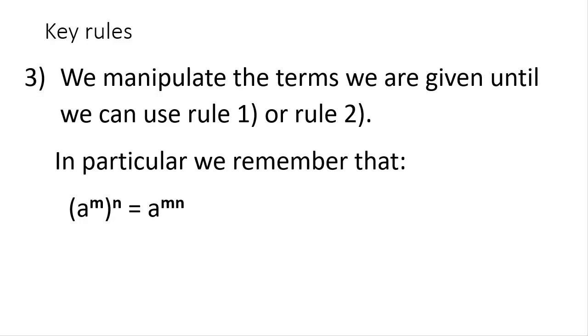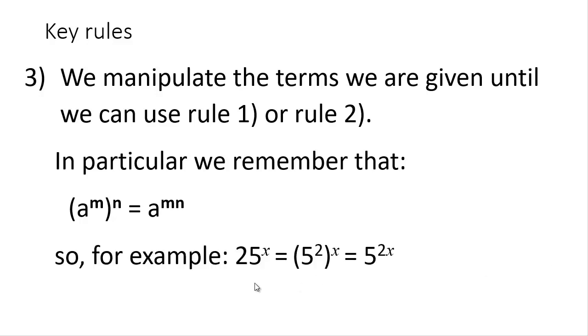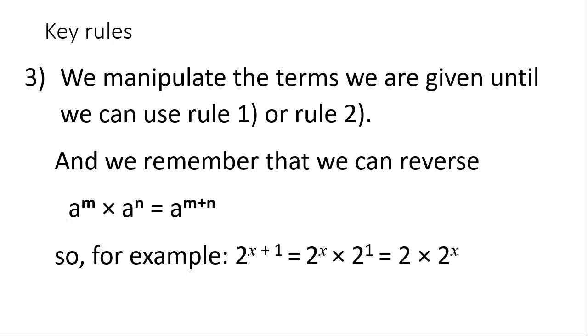It's particularly useful for changing bases because it means that we can take, for example, 25 to a power and rewrite it as base 5 to a power, and as 25 is 5 squared, we multiply the exponent by 2. And we also remember that when we multiply two bases, we add the powers, but we can apply it in reverse. So if I have a complex power, I can separate that into two separate multiplications.